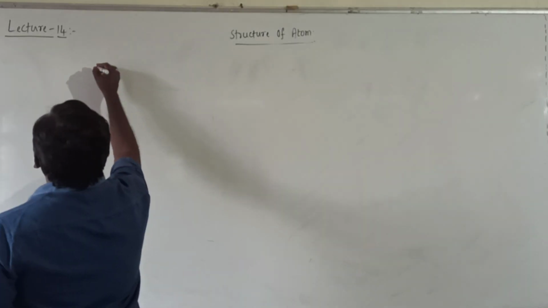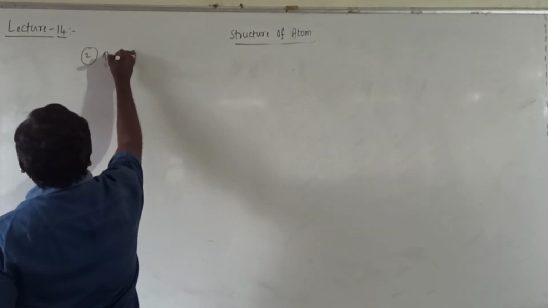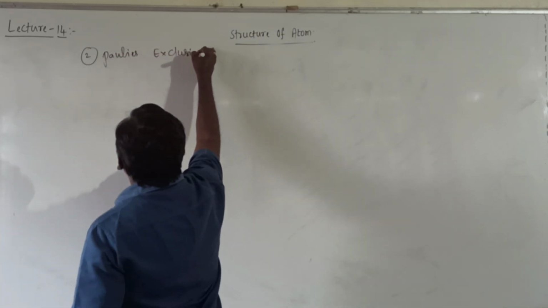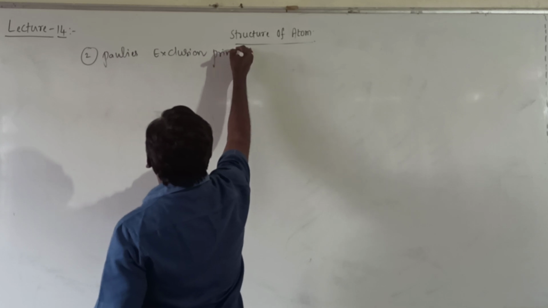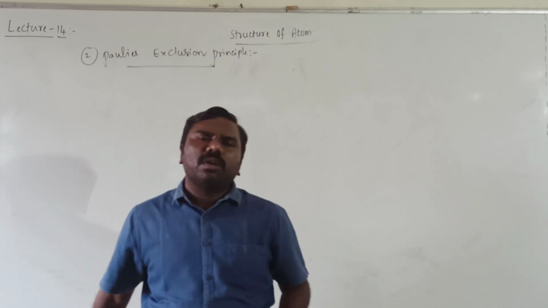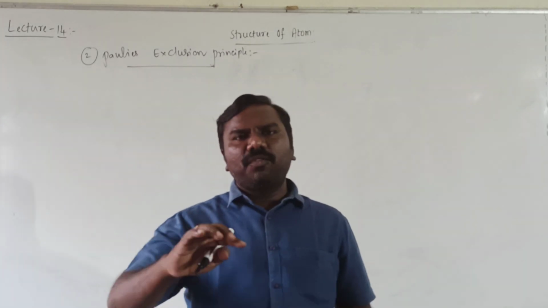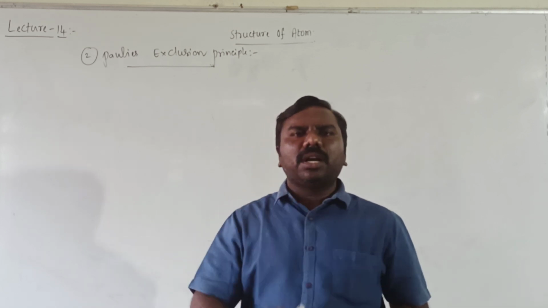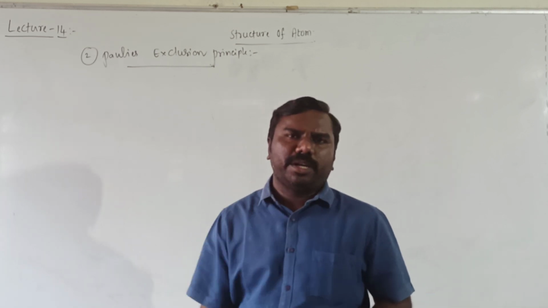So that is the second rule, Pauli's exclusion principle. It means no two electrons can have the same set of all four quantum numbers. The meaning is, only two electrons are possible in one orbital.